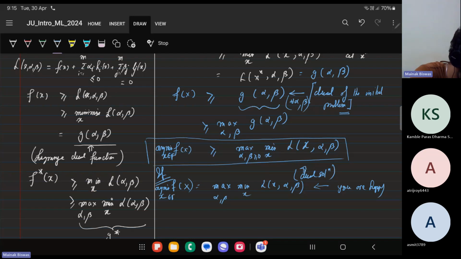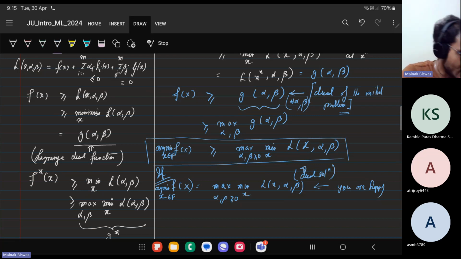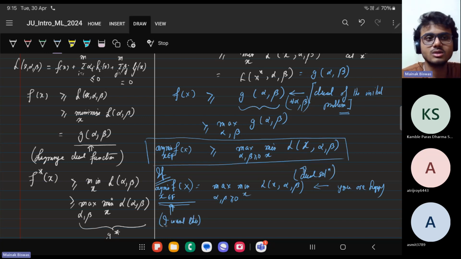If they're equal, why will you be happy? Can you tell me? So see, what is the desire? This is my want, right? I want this. This is what I want: the minimum of f of x in the feasible set. Is there any doubt regarding that?